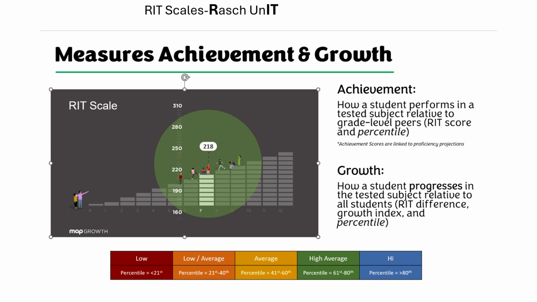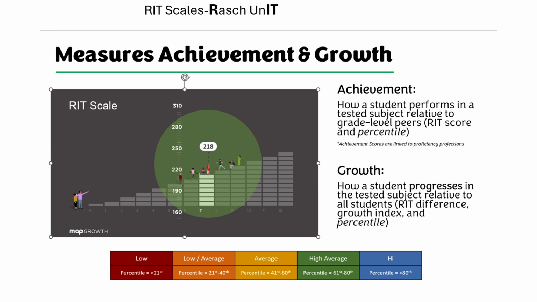We often look at achievement and growth. Achievement is how a student performs in a tested subject relative to grade level peers based on the NWEA norming study data. Growth is how a student progresses in the tested subject relative to all students who have taken the assessment. So achievement looks at students just in that specific grade level. Growth looks at students across all grade levels in reference to the RIT scale.